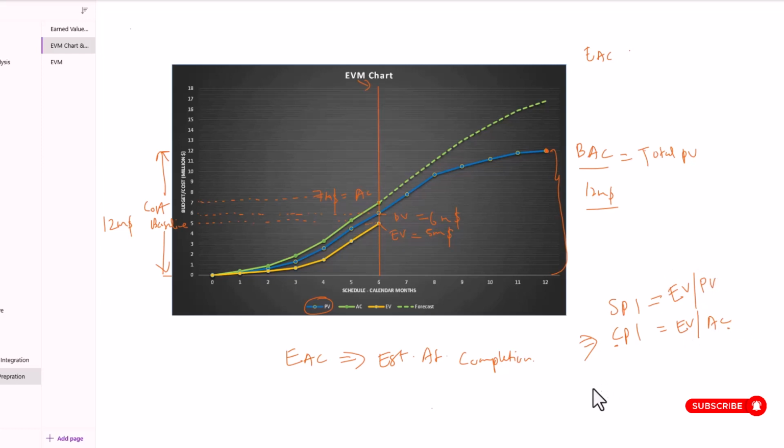Now let's calculate the SPI value. EV divided by PV, in this case EV is 5 million and PV is 6 million. So 5 divided by $6 million, that will be the SPI value. And when it comes to CPI, it's EV by AC. In this case, EV is 5 million divided by AC. AC is 7 million. So let's calculate and find out these values.